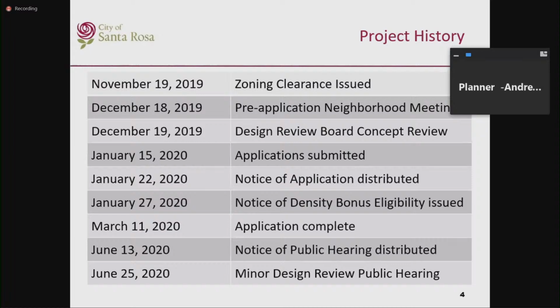So this slide details the project history. In December 2019, the pre-application neighborhood meeting and concept review by the design review board were conducted. On January 15th, the applications were submitted, and on January 22nd, a notice of application was distributed. Then the final revisions to the project were completed during planning review and received by planning on June 9th of this year. A notice of public hearing was distributed for today's public hearing on June 13th of this year. Next slide, please.